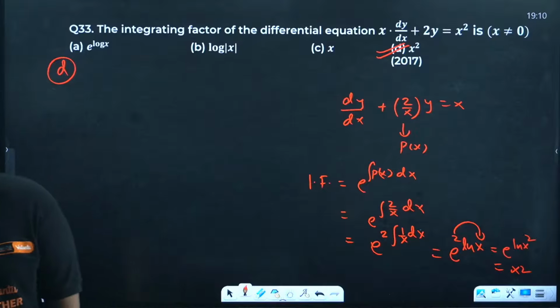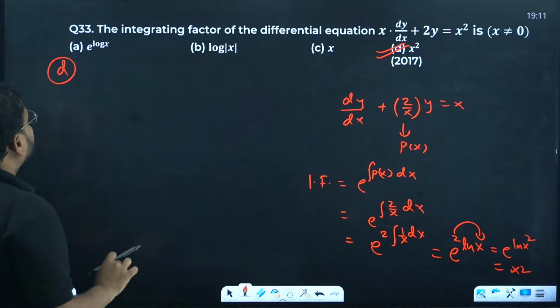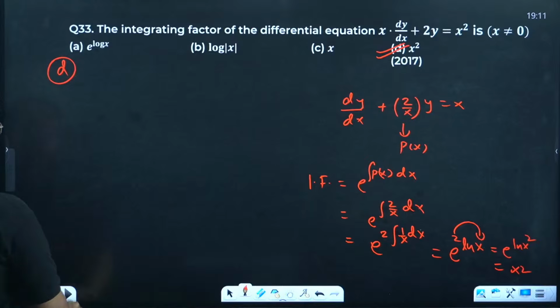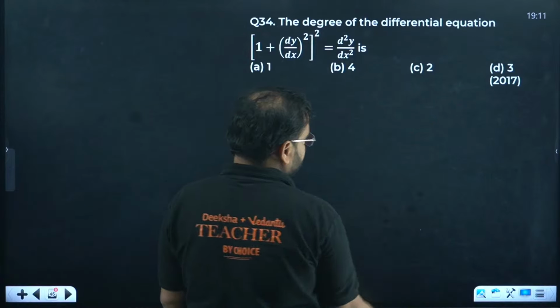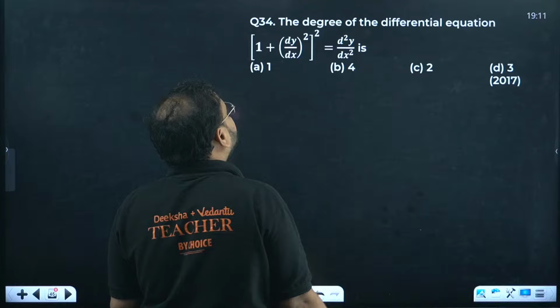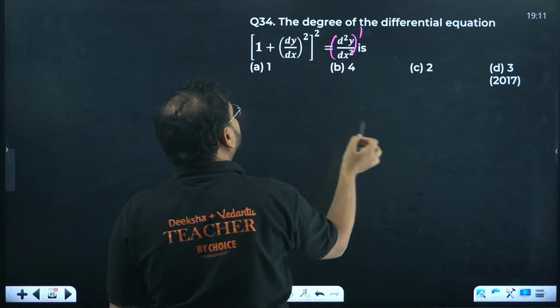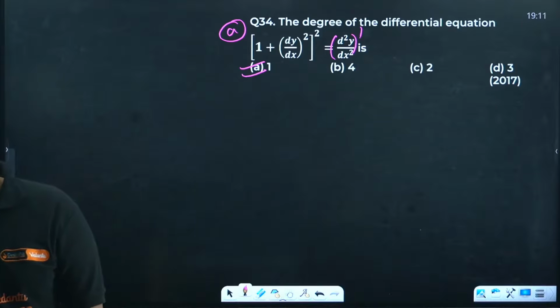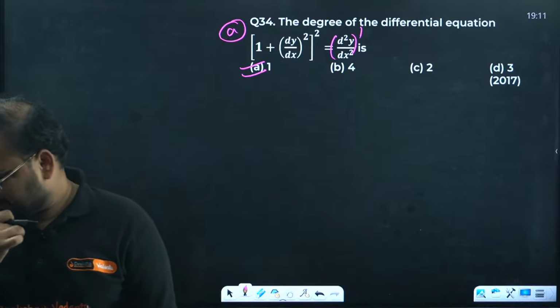Good, Afreen. 34. Degree of the differential equation. Degree means the power of the highest derivative. That's 1 over here. That's A. 34th is A. Nobody? Yeah, A only, right? 34th is A.